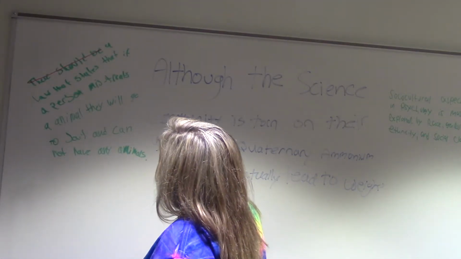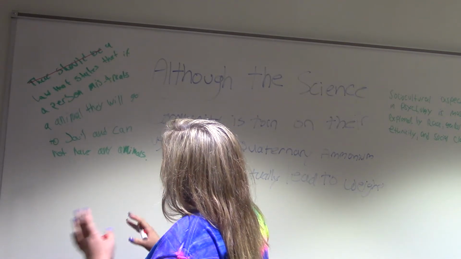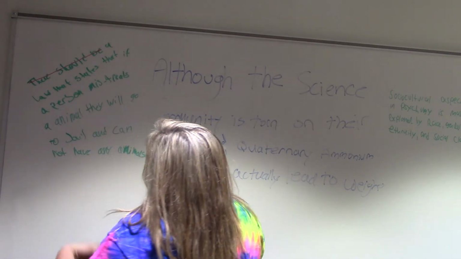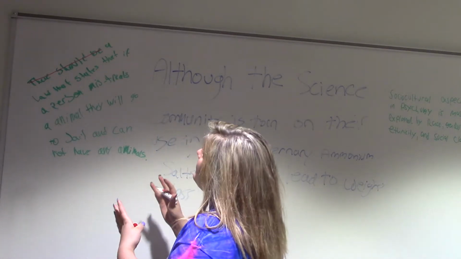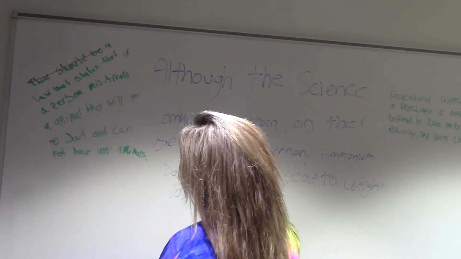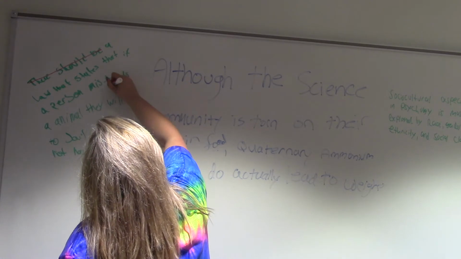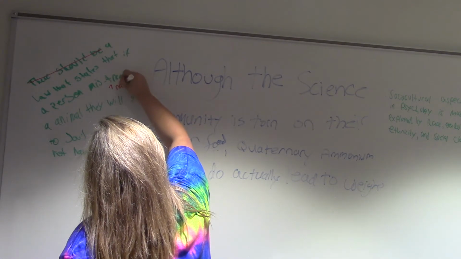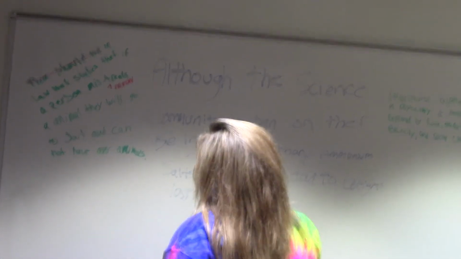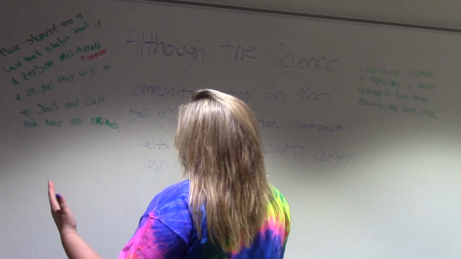There should be a law that states that if a person mistreats an animal, they will go to jail and cannot have any animals. So what you want to do is incorporate some strong fact about what kind of laws we should have. You just want to narrow this down more. Just the mistreatment could be clarified too. So for the most part, try to make it less opinion-based and more argument-based.